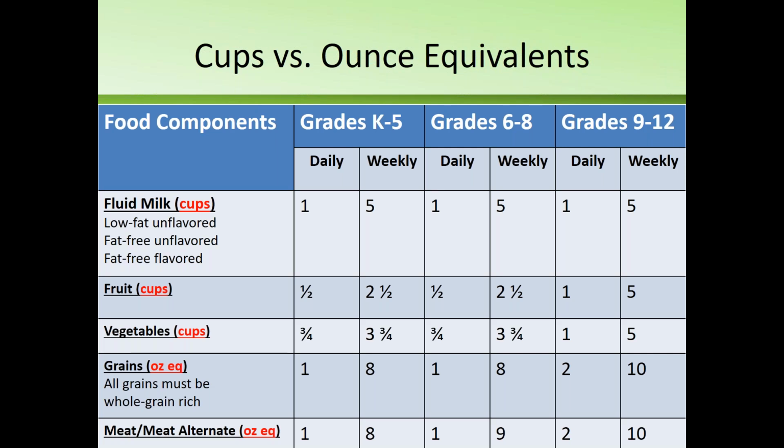You'll notice on the meal pattern chart that the serving sizes are measured by cups or volume for milk, fruit, and vegetables. On the other hand, grains and meat alternates are measured in ounce equivalents or by weight. So what exactly is an ounce equivalent?